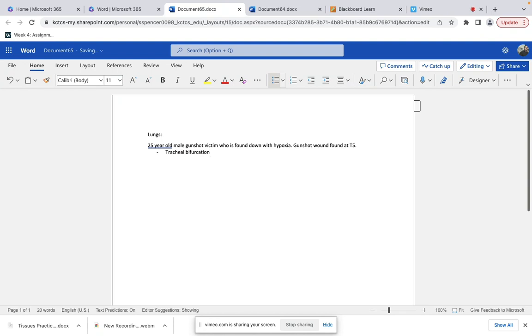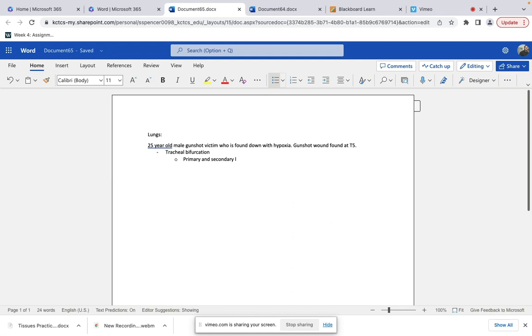So the trachea bifurcates into what lobes? Primary and secondary lobes. And why would this guy be hypoxic? What's the trachea responsible for doing? Is this part of the upper or lower airway system? It's part of the lower airway system, right? So it's going to conduct oxygen from the upper respiratory system down to the lower respiratory system, right? Into the primary and secondary lobes of the lung.